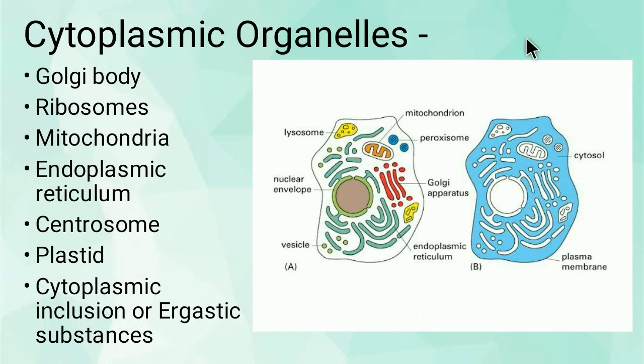In the cytosol of the cytoplasm, there are various types of organelles. They are Golgi body, ribosomes, mitochondria, endoplasmic reticulum, centrosome, plastid, and cytoplasmic inclusions or ergastic substances. We will discuss these organelles in detail in the next video.